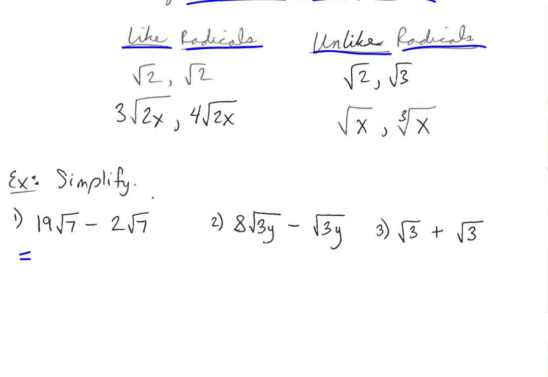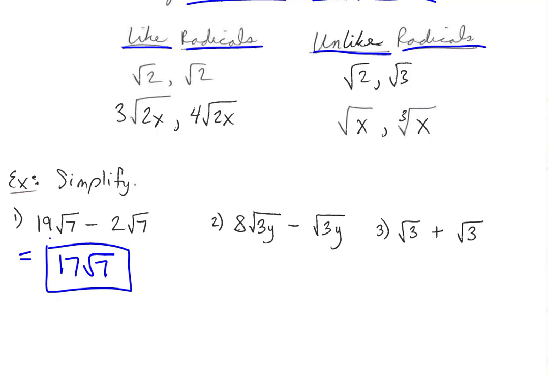And then to combine them, we do the same thing we would do in algebra. If I had 19x minus 2x, we would do the arithmetic with these coefficients, 19 and 2, and then bring the x just along for the ride. Well, same thing with the radicals. So 19 root 7 minus 2 root 7 would be, well, 19 minus 2 is 17, and then the square root of 7 just comes along for the ride. So 17 square root of 7 is our final result.